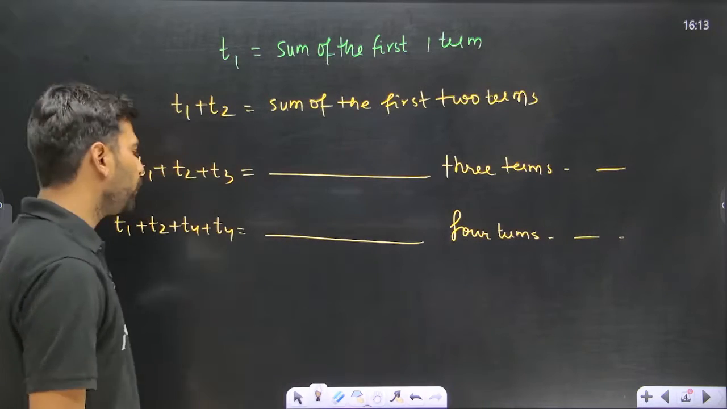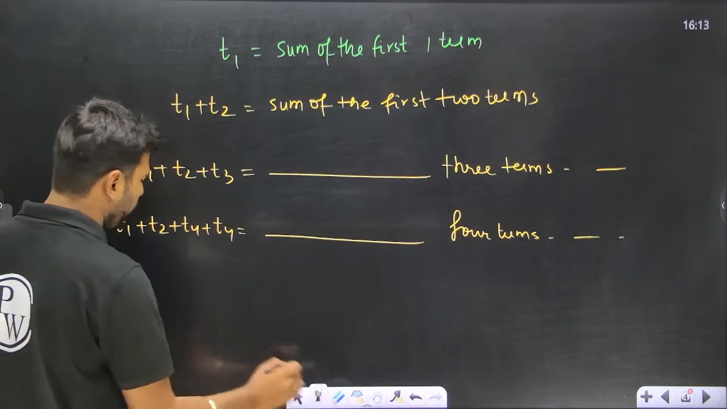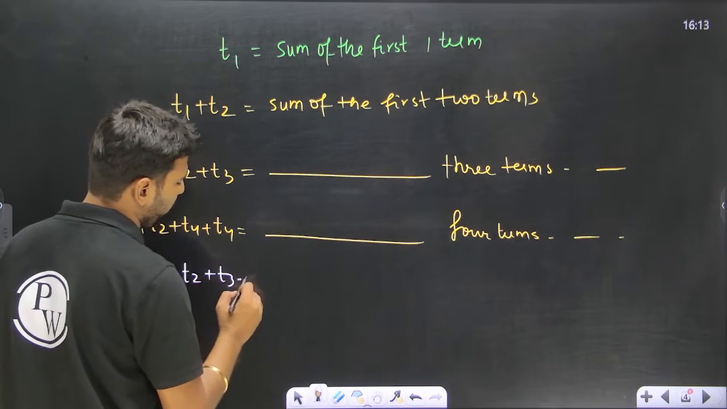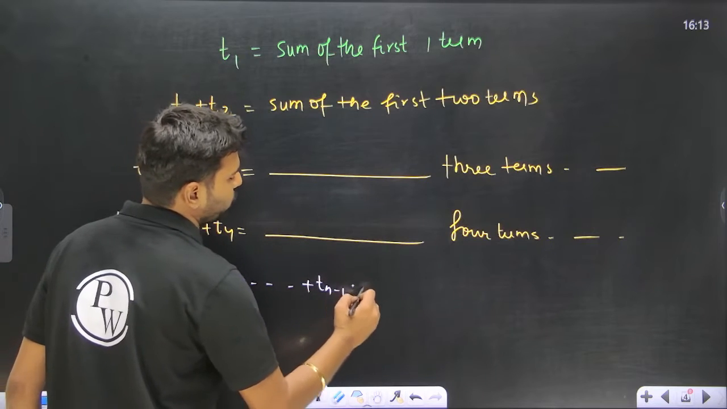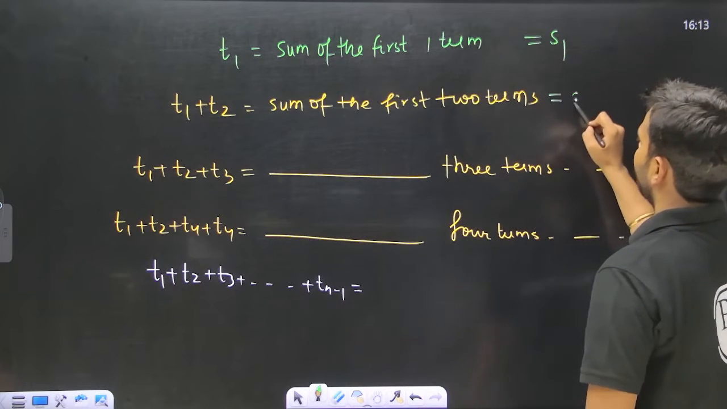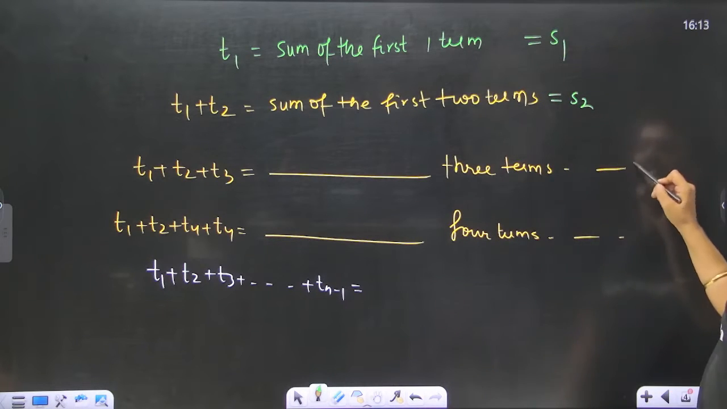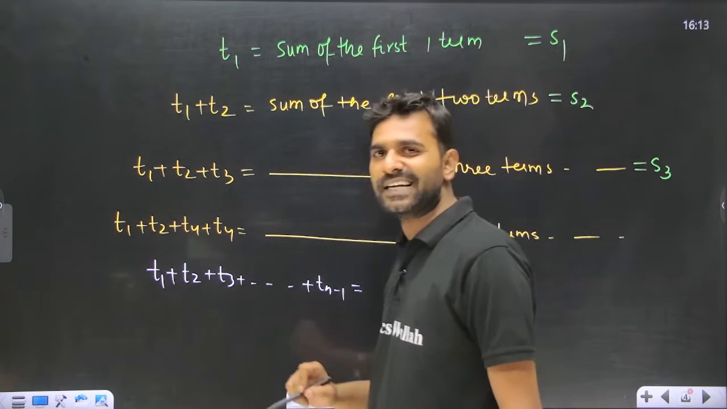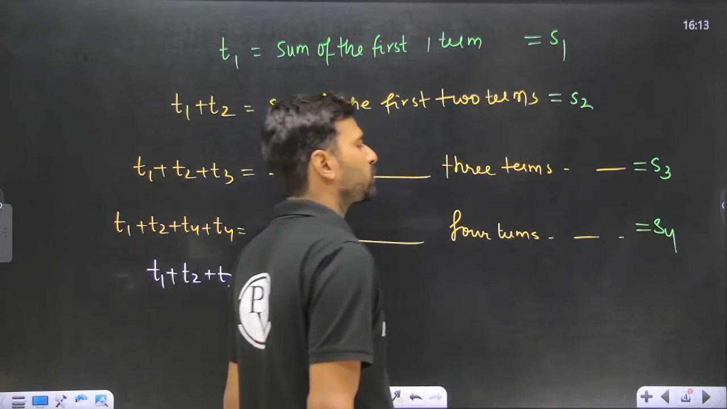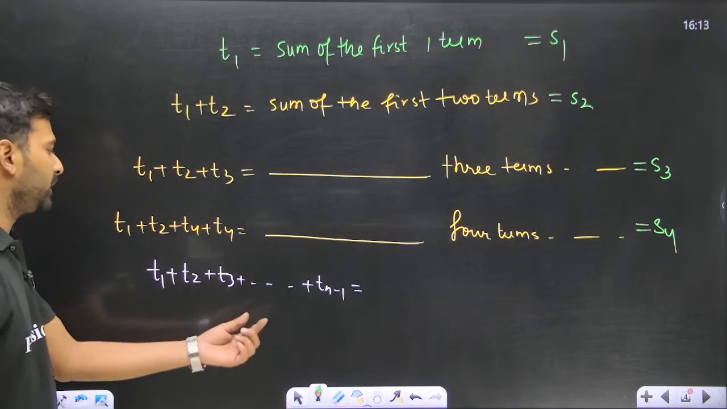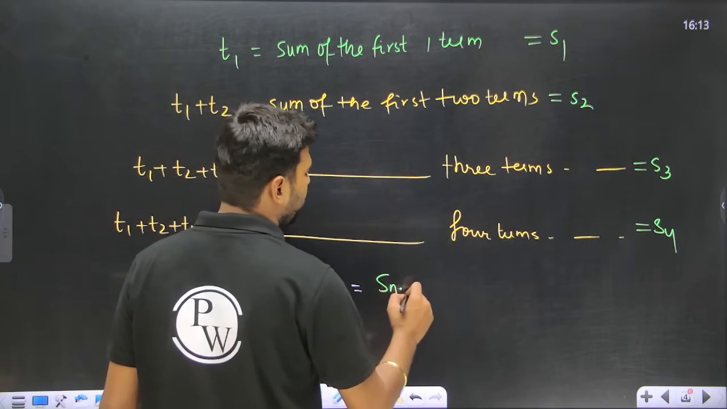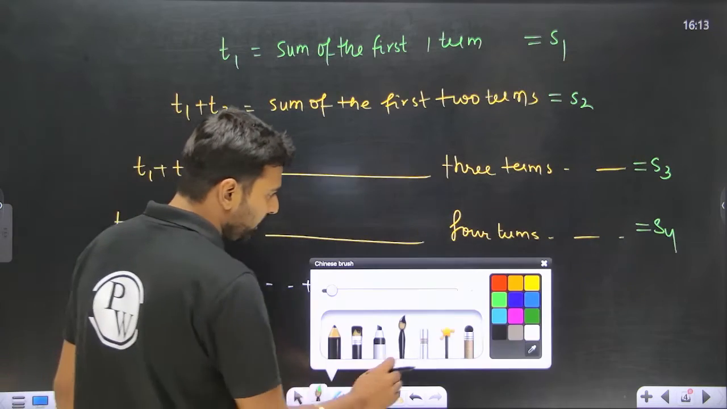Okay, so you can say one thing from here, that T1 plus T2 plus T3 and so on till Tn minus 1. Let me tell you these things. We can write the first as S1 as well. We can write this as S2, the sum of the first two terms. We can write the third as S3, the sum of the first three terms, and we can write this as the sum of the first four terms, that is S4. So this going from T1, T2, T3 till Tn minus 1 can also be called Sn minus 1.